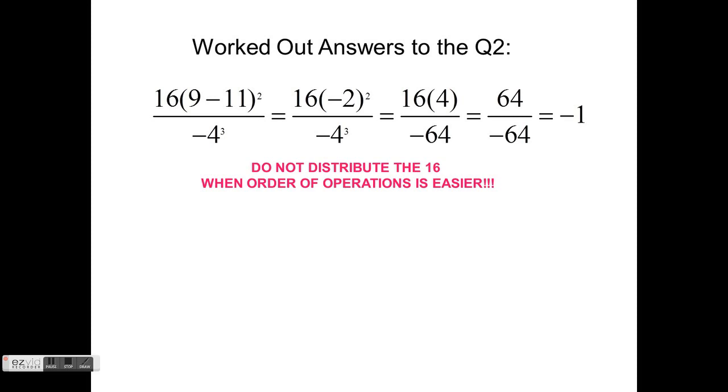This is just order of operations. It's easier just to do the parentheses first. But number 2, you cannot do that in this case because the parentheses is squared and you need to do exponents before you multiply.